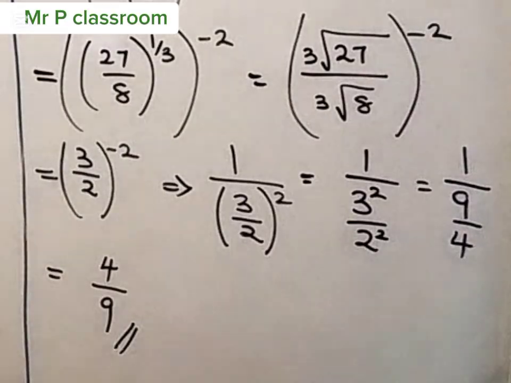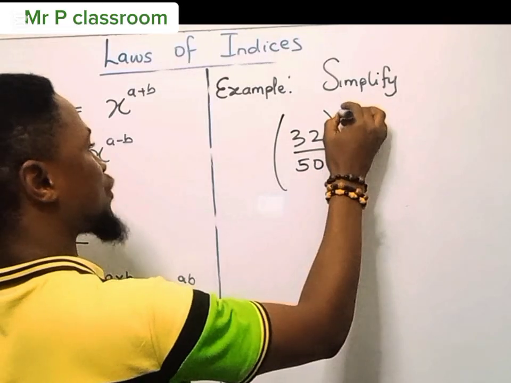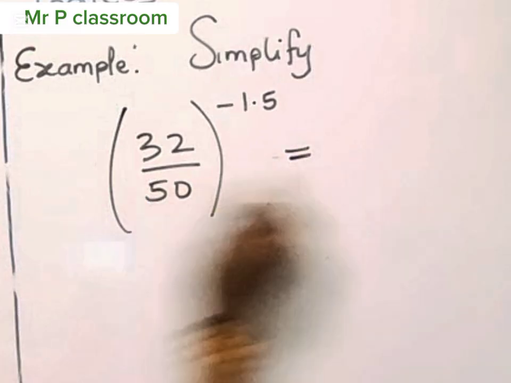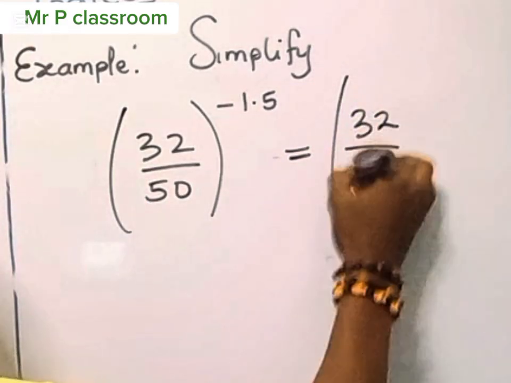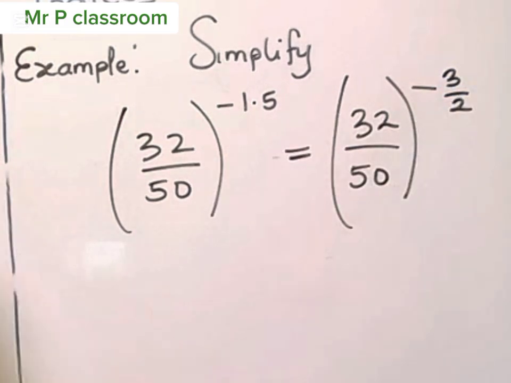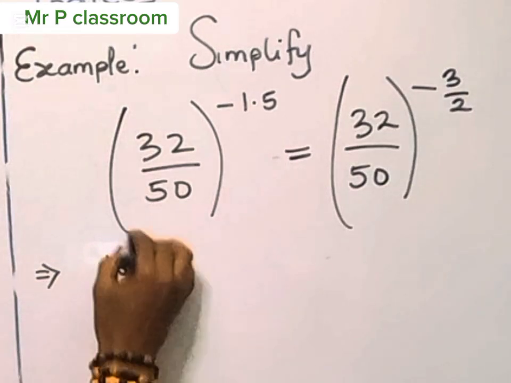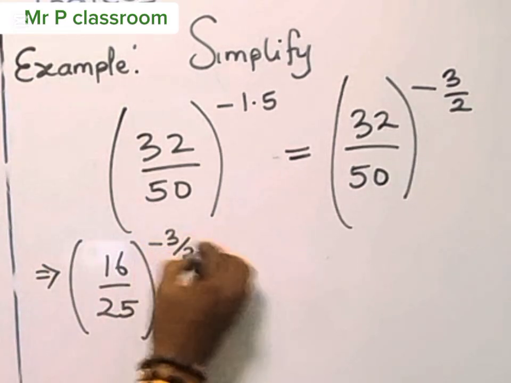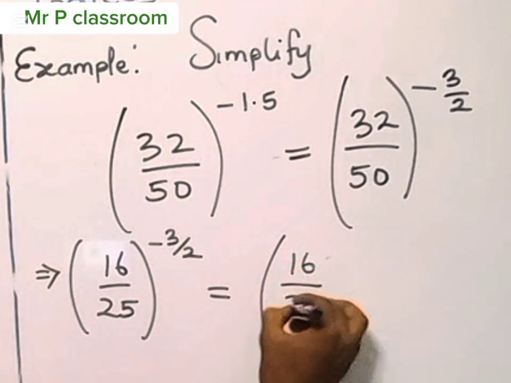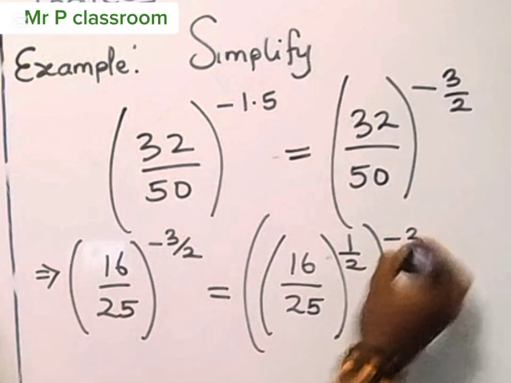Let's do another one. I have something like 32 over 50 bracket raised to the power of minus 1.5. So looking at this, you can see that this is what? 32 over 50 bracket minus 1.5 is the same thing as minus 3 over 2 in fraction. Taking 32 over 50 to the lowest term is the same thing as 16 over 25 bracket minus 3 over 2. So just like I did the last one, I can easily say this is what? 16 over 25 bracket 1 over 2. Then I'll put another bracket outside minus 3.